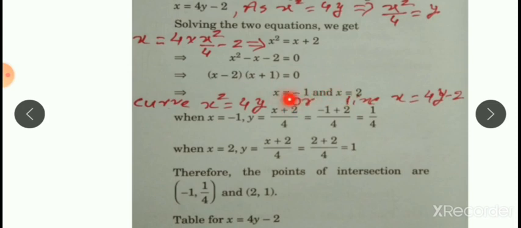Substitute x equal to minus 1, x equal to 2 anywhere. You can put it here on this line or on this graph. We are getting two values of y. That is, when x equal to minus 1, y is equal to 1 upon 4. x equal to 2, then y is equal to 1. Means we are getting two intersection points, first and second. These are two intersection points.